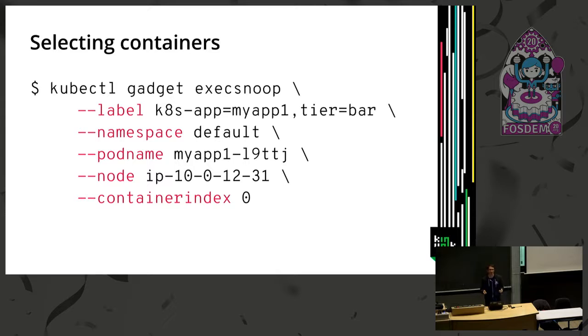Filtering by label is quite important to me because usually when you deploy a pod using a deployment on Kubernetes, you don't know in advance what the name of the pod is, because Kubernetes creates the name with a random suffix. So I don't know the name of the pod in advance, and if I want to trace the very first system call, I need to be able to filter in other ways. So I use labels.